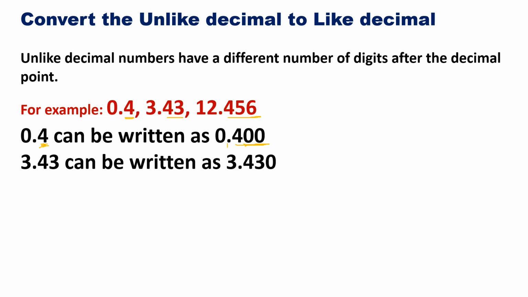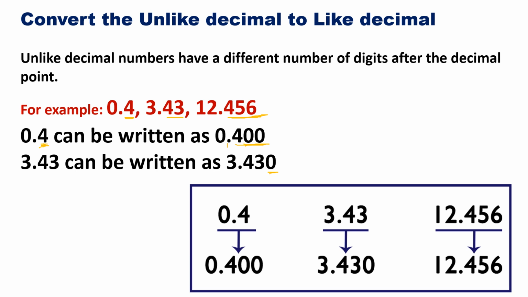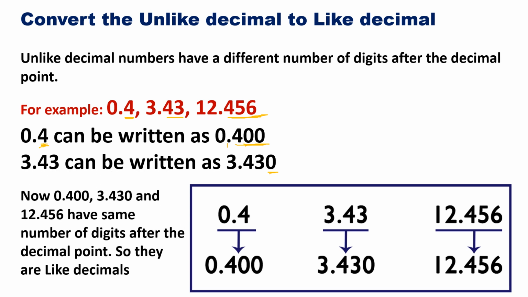3.43. Here only 2 digits are available, but we want 3 digits to make it like a decimal. So what we'll do, after 43 we'll add a 0. And in 12.456 we already have 3 digits after the decimal point. So now we have 0.400, 3.430 and 12.456.